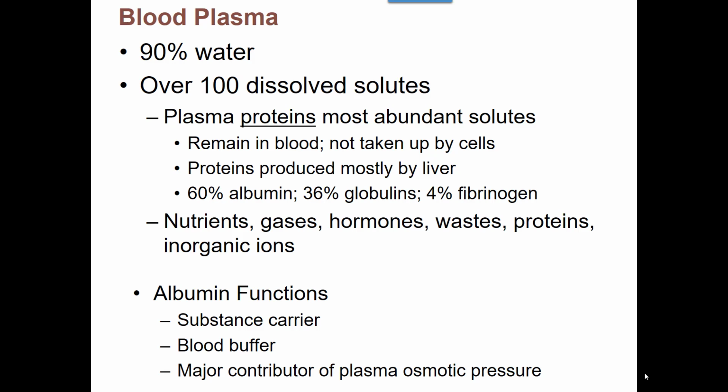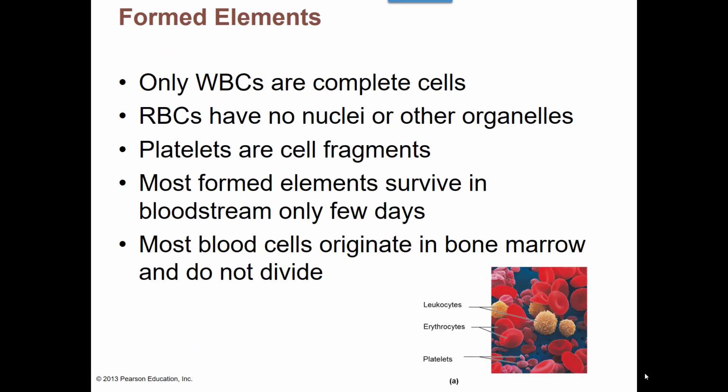Other than the plasma part of the blood, the part that's more interesting because it does a lot more stuff than plasma, are all the formed elements, all the cells. Now, only the white blood cells are complete cells, meaning they have a nucleus. Red blood cells don't have a nucleus and are missing most organelles. And platelets were a cell at some point, but are now just cell fragments.